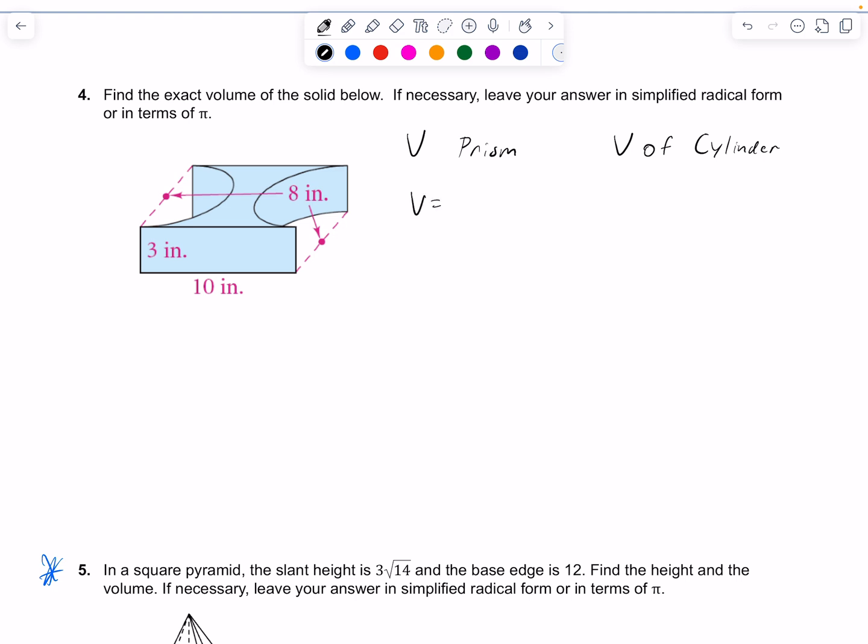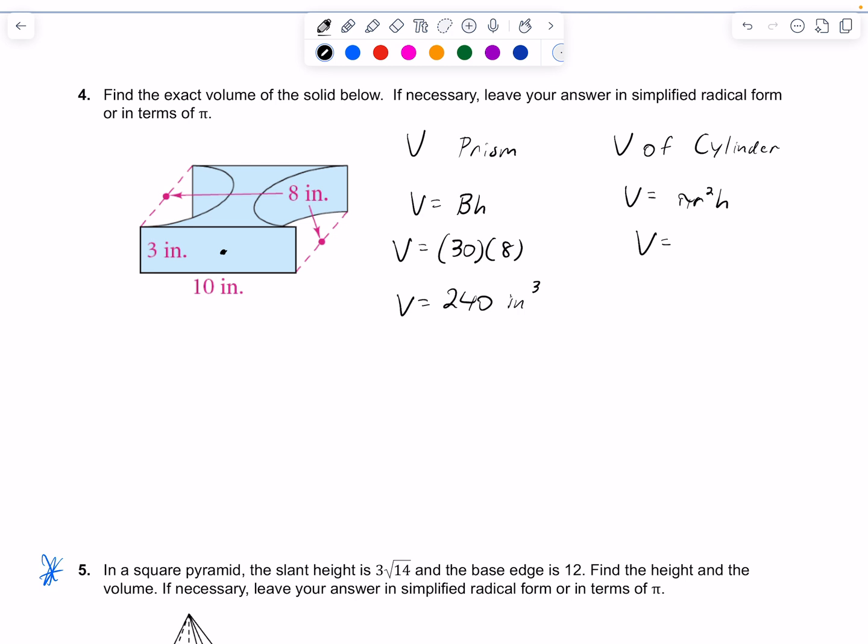The volume formula for a prism is the area of the base, that big B, times the height. The volume formula for a cylinder is pi r squared h. I'm going to choose my base to be this one, which means that the area is going to be 10 times 3, or 30, and then the height is going to be that 8 inches. So my volume for the prism is going to be 240 cubic inches.